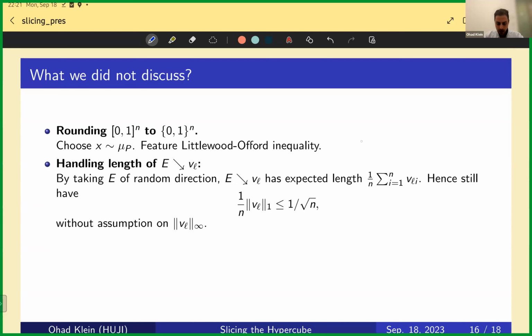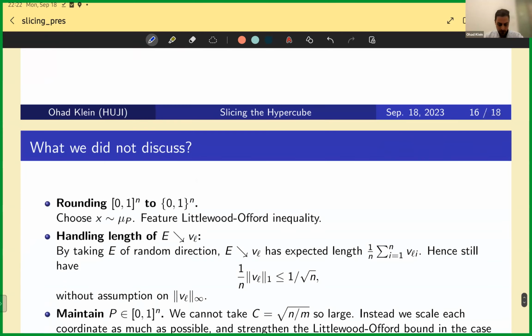Another thing we didn't say is how to overcome this assumption that the L infinity norm of these vectors V_L is smaller than 1 over square root of n. This is not very problematic, because the length of this interval on average cannot be too large. If we take a random direction, we really didn't need to assume that the infinity norm of V_L is small in order to proceed with our argument about the length of the interval.